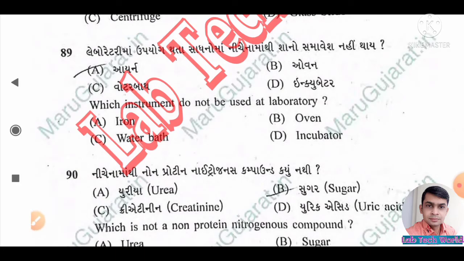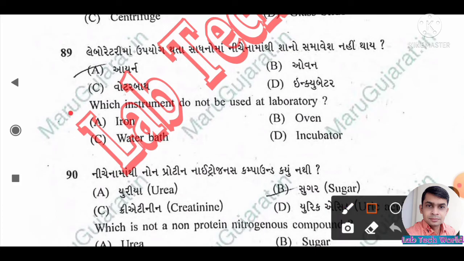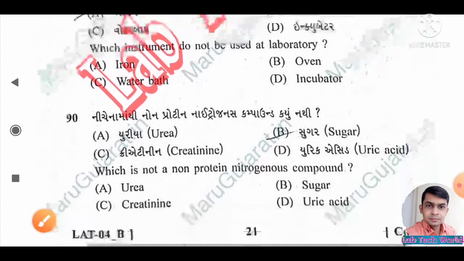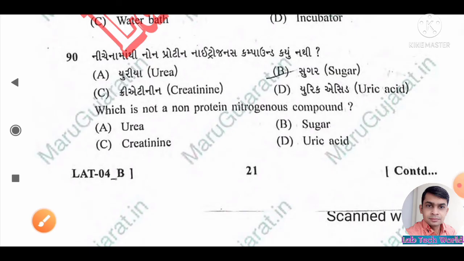Which instrument is not used in a laboratory? Options: A, iron; B, oven; C, water bath; D, incubator. The correct answer for this question is A, iron, which is not used in a laboratory. It is not an example of an instrument. The rest of the instruments, that is oven, water bath, incubators, are used in a laboratory. So option A is the correct answer. Move to the next question, number 90. Which is not a non-protein nitrogenous compound?